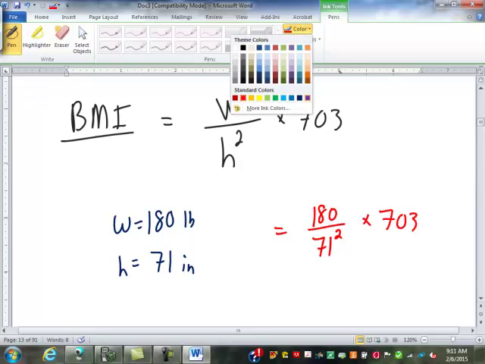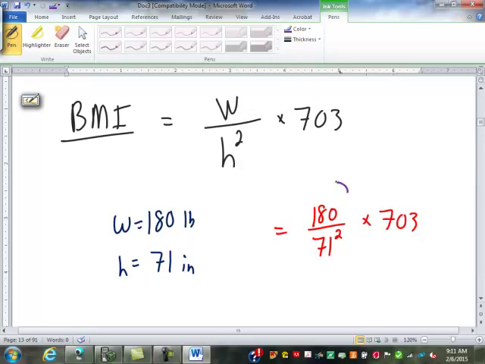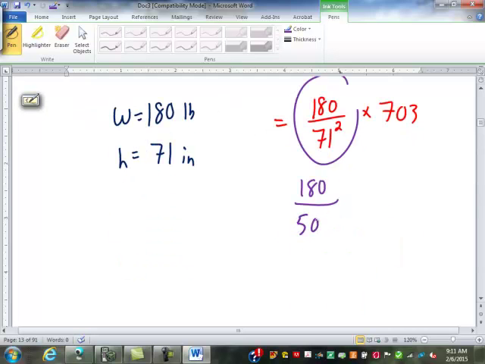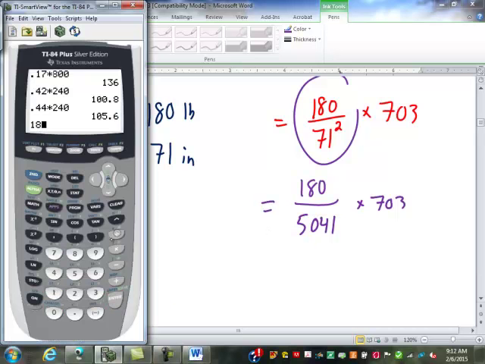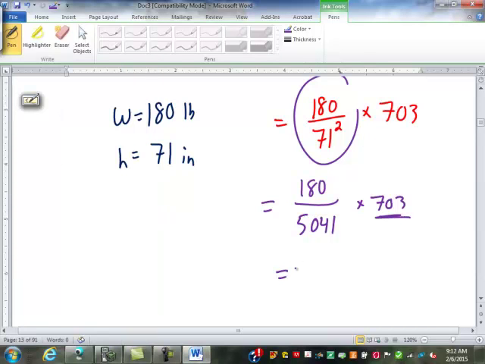So 180 goes in for W, 71 goes in for H, that's going to be 71 squared, and 703. Now the first thing I would do if I was doing this by hand: there's nothing to do on top, that's just 180. But on bottom we do have the 71 squared, which is 5,041. Then we have to divide. 180 divided by 5,041 gives 0.03, and then times the 703 is 25.1. It's a BMI of 25.1.